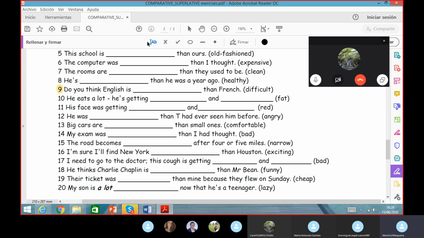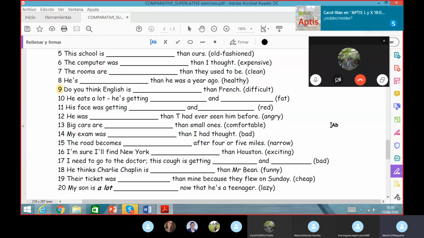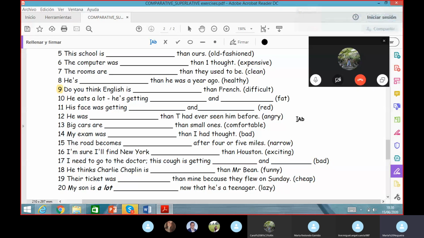This is the same as number 11. His face was getting redder and redder. Y me preguntaréis, do we need to double the consonant? Consonant, vowel, consonant. Yes, we had to put double consonant. Redder with double D. 12. He was angry. Yes, Carol. Redder and redder.